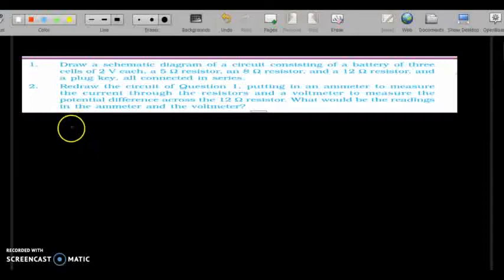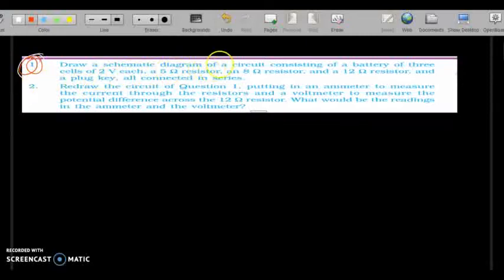So children, let us now work the problems in the questions on page number 213. The first question: draw a schematic diagram of the circuit consisting of... So that is the question we are doing.